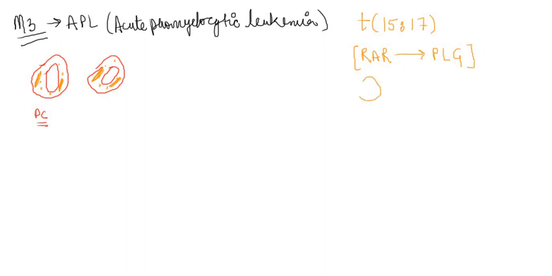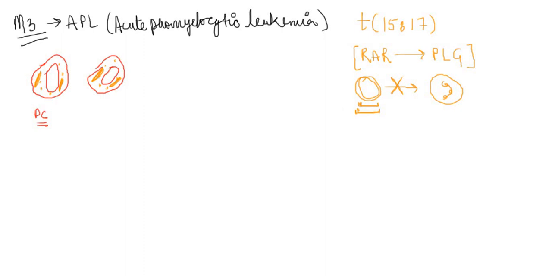inhibit the differentiation of the promyelocytes into mature granulocytes, and as a result of this, there will be proliferation of promyelocytes within the bone marrow, and they will just grow in abundance within the bone marrow. So this is the basic pathophysiology and pathogenesis of acute promyelocytic leukemia.